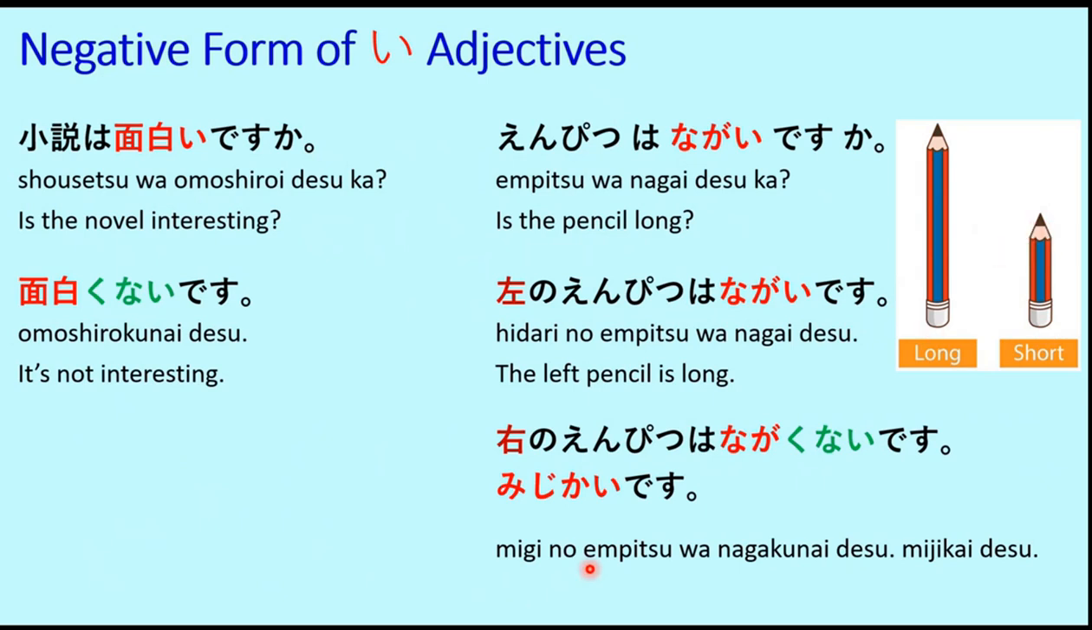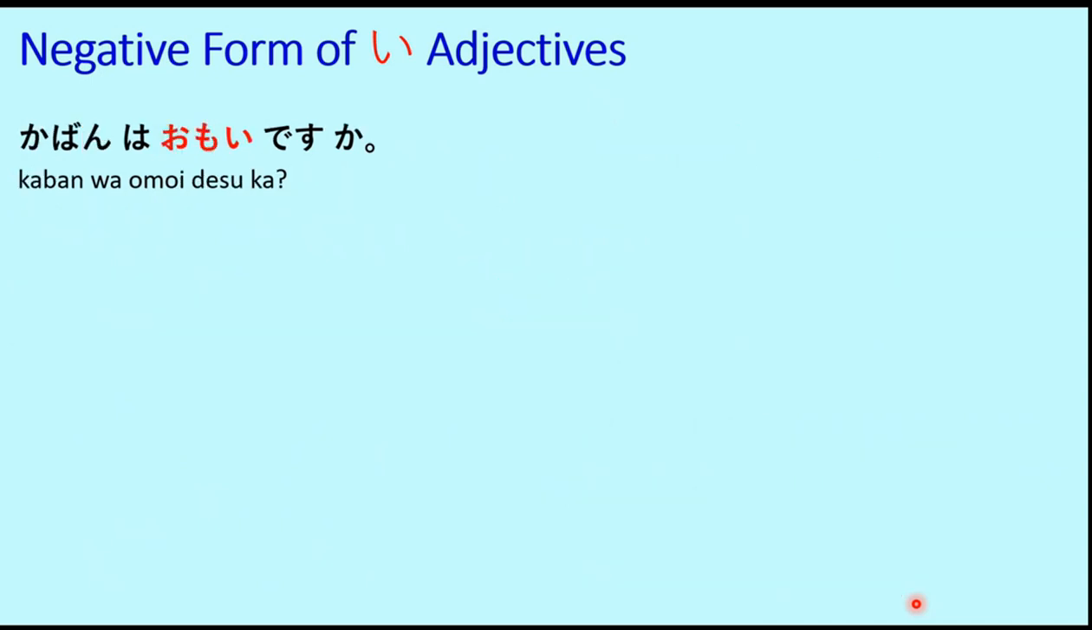Migi means right side. So migi no empitsu means the pencil on the right side is short, or it's not long. So the right pencil is not long. Mijikai desu. It's short. In this way, friends, you can practice using the adjectives that we discussed in lesson 94 for the e adjectives, and using those adjectives you can try making sentences for their negative forms, just like this.